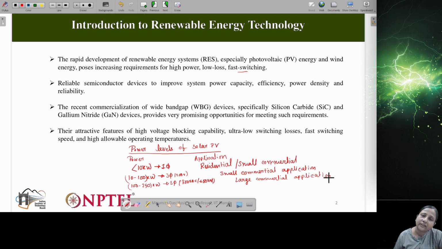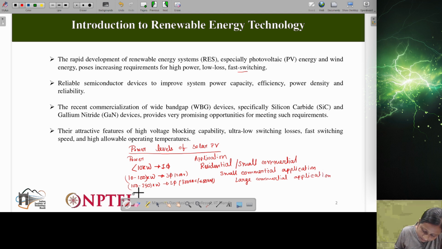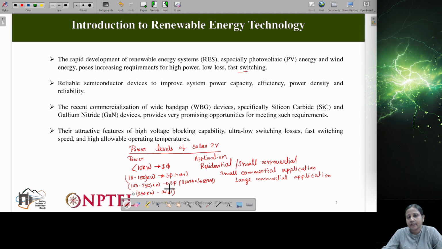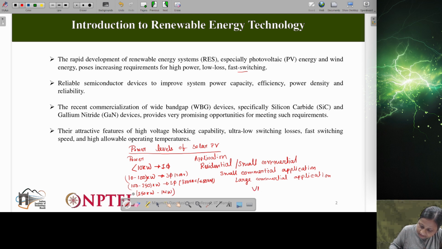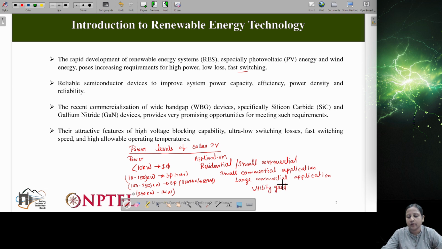Again, the power level can be more than that. It can be 250 kilowatts to 1 megawatt. It is connected to the same three-phase kind of connection, with a voltage level of 300 VAC or 600 VAC. This is basically focusing on the connection with the utility grid, the grid connection. So these are the different power levels.